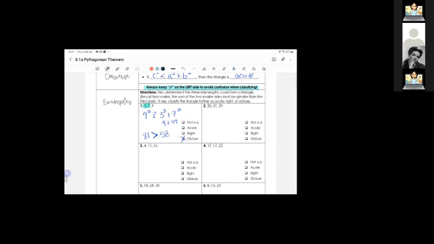Well, do we need to do another one? Or are you comfortable to finish them on your own? What do we think? Try another one. Try number 2.